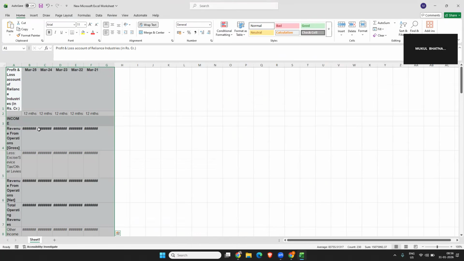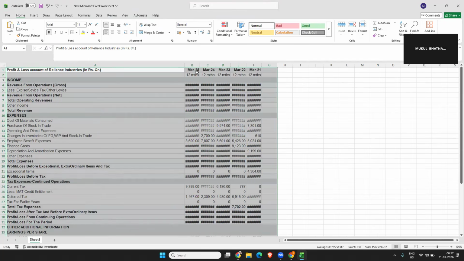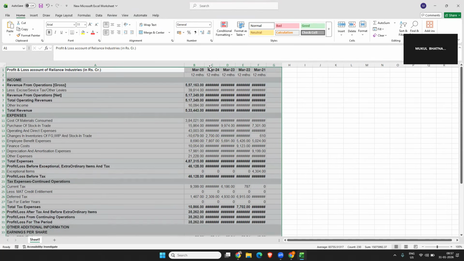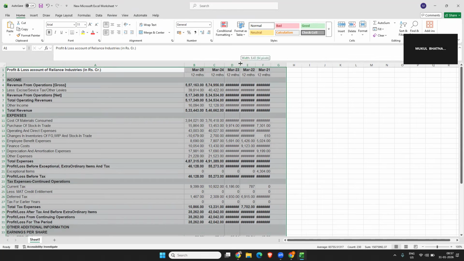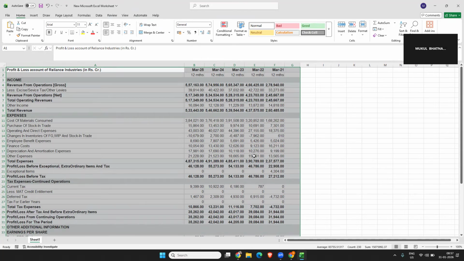Once you will copy and paste it, you can see that settings of the profit and loss accounts are not optimal. So on the top, you can see wrap text. The option of wrap text is there. So click on wrap text and the settings will be better. And between every column, if you will double click, the columns will expand and you will be able to read the figures of the given years.